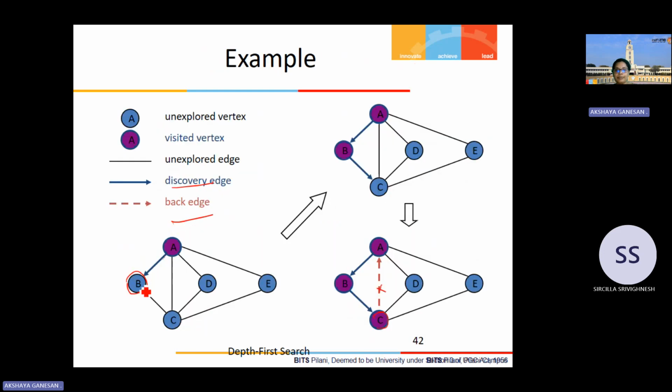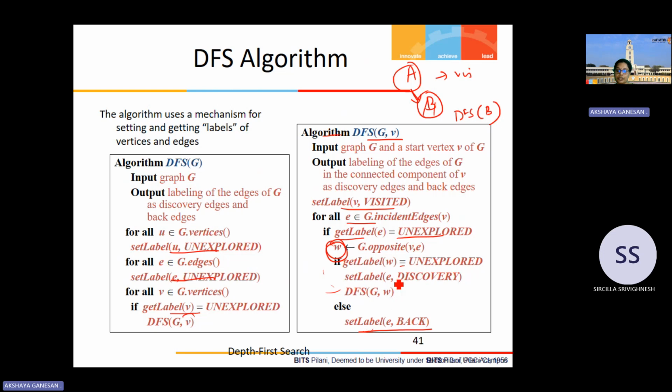Here you come to B and you see what is the node, you go to C. If there are nodes which are already connected, if there is an unexplored edge, you make it a cross edge, sorry, back edge. So you call DFS of B. From DFS of B, you see W, now W is equal to C. So you mark C as visited. You set the edge as discovery. Now you call DFS of C.